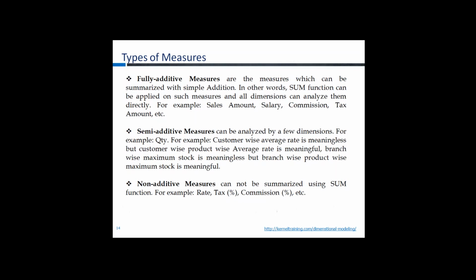That has no meaning. Average is okay, you can say 10 plus 15 by 2, so the average is 12.5 rupees. That is meaningful. Our maximum rate is 15, that is meaningful. Minimum rate is 10, that is meaningful. But the sum has no meaning. So rate also cannot be added, or summed.